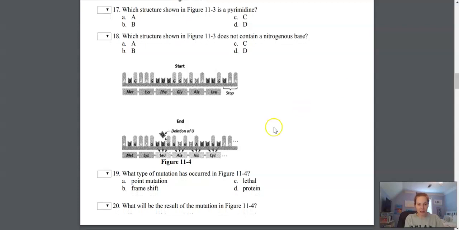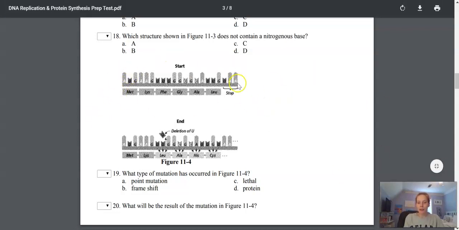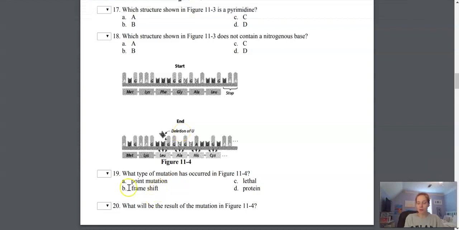19, what type of mutation has occurred here in figure 11.4? If you just looked closely, it kind of gave you a huge hint. You have the initial one up here, and then when the mutation happened. So if you look right here, what's that word? It is deletion. Okay, if you're deleting a base, that is a frame shift mutation. So 19 would be B.